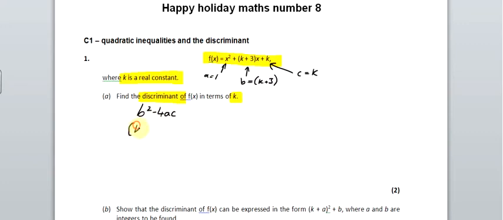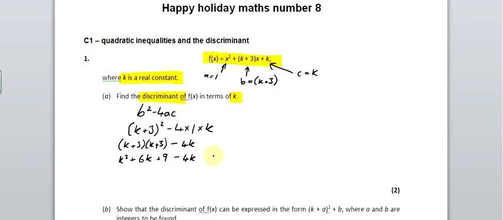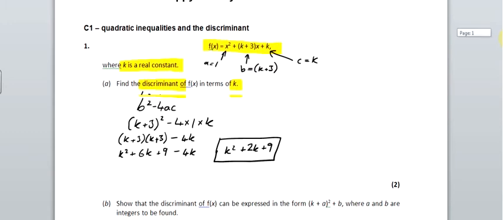So b squared, so we've got k plus 3 squared minus 4 times 1 times k, and then I'm going to multiply it out, k plus 3, and always worth double bracketing it, that's 4k, and we get k squared plus 6k plus 9 minus 4k, and that all simplifies into k squared plus 2k plus 9. And that's our discriminant.